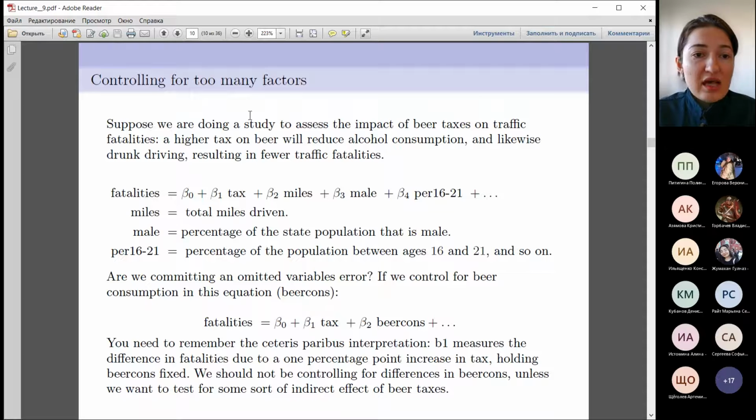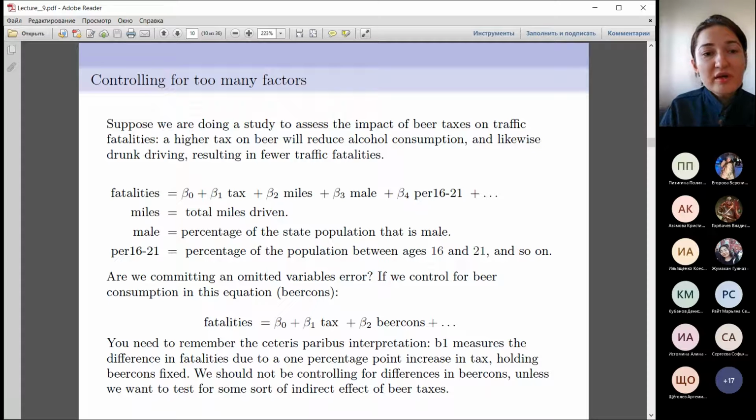So let's take a look at the example. This is a rather simple example. We want to study the impact of beer taxes on traffic fatalities. So our main assumption is that a higher tax on beer will reduce alcohol consumption, and so drunk driving, resulting in fewer traffic fatalities. This is the chain of our logic, the chain of our idea.